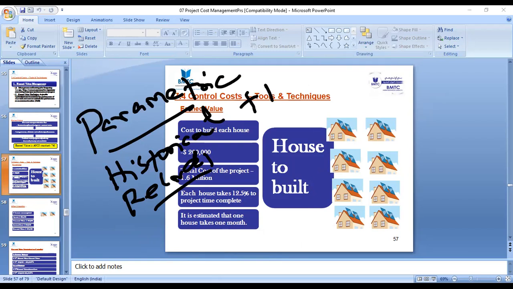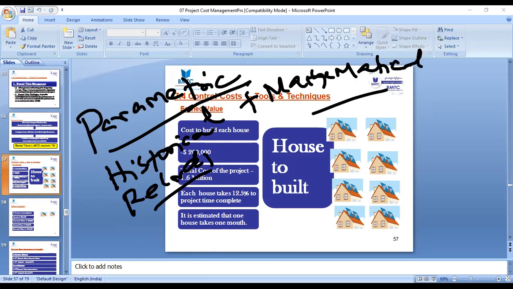So those historical records will be taken into account. Plus, you're going to combine this with a mathematical model. A mathematical algorithm combined with the historical records or data gives you something called parametric. A portion of the project can use this parametric, or many organizations will use the parametric for the entire project, right?